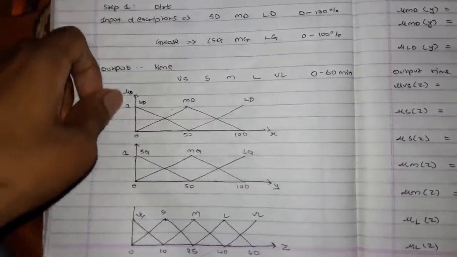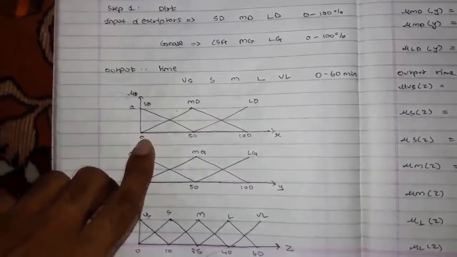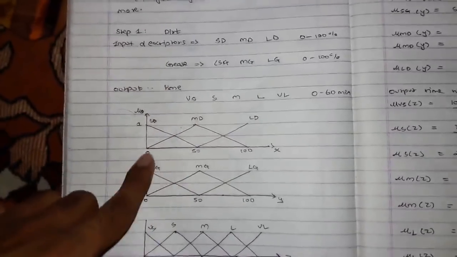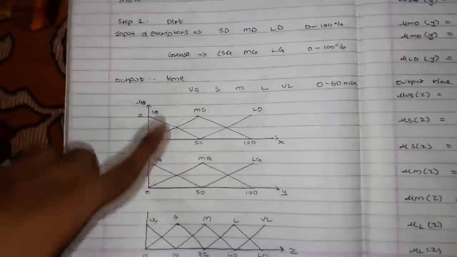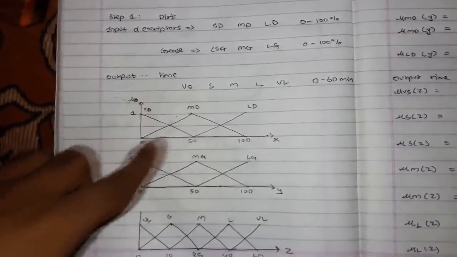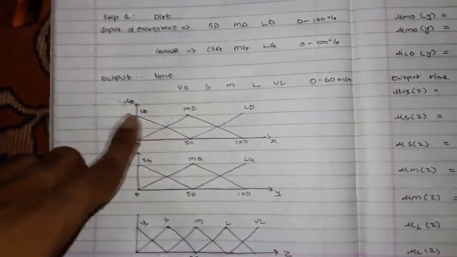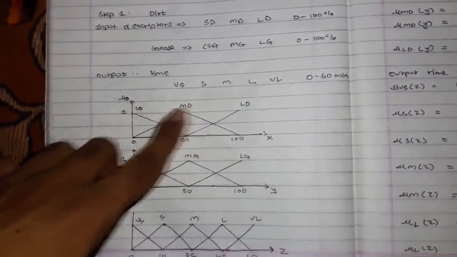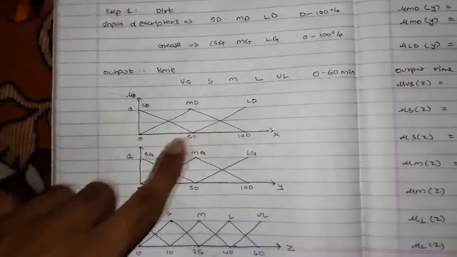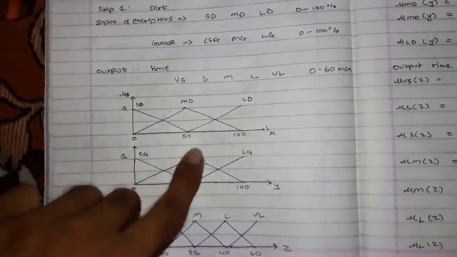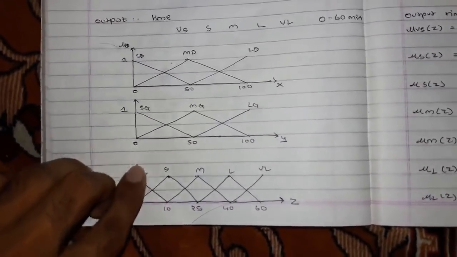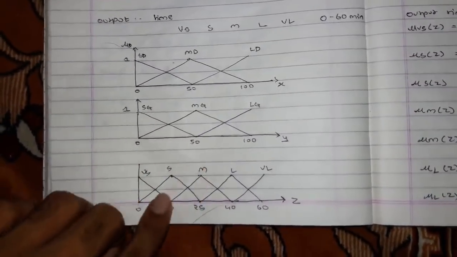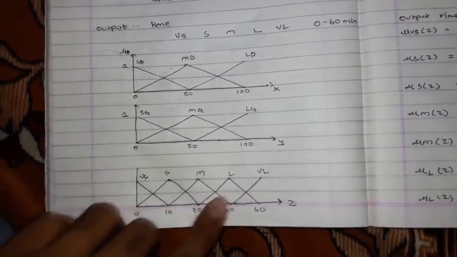And next, you have 3 descriptors for input, so I have taken 0, 50, 100, and you take the triangular membership function. So here there is small dirt, medium dirt, and large dirt. Similarly, small grease, medium grease, and large grease. For time, you have 5 descriptors: very small, small, medium, large, and very large.